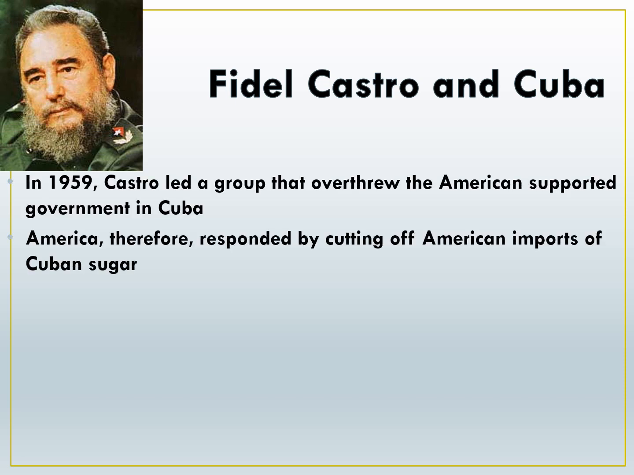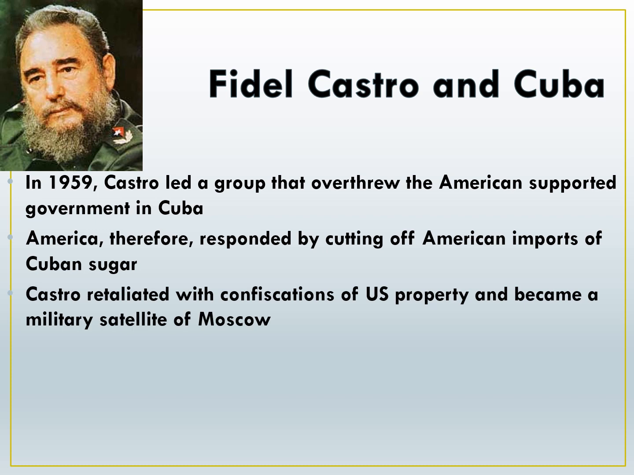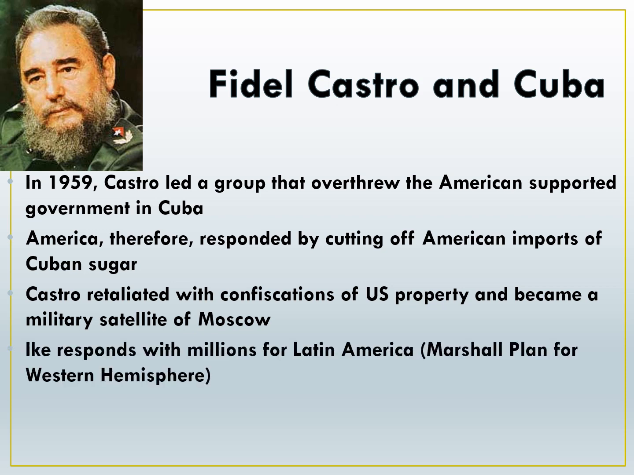The Soviet Union decides to help Fidel Castro here. He's going to lead a group of rebels overthrowing an American-supported government in Cuba. America responded by cutting off imports of Cuban sugar. And Castro says, well, if you're going to do that, then we're just going to confiscate all the American property and businesses that are there, and we're going to hook up with the Soviet Union. Well, Ike responds by saying, we can't let that happen to the rest of Latin America. And so he responds with millions of dollars for Latin American countries, kind of a Marshall Plan for the Western Hemisphere.